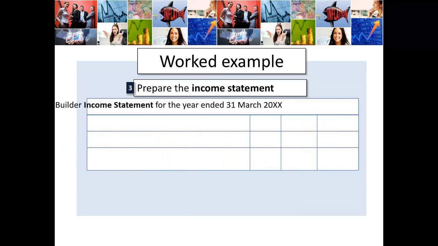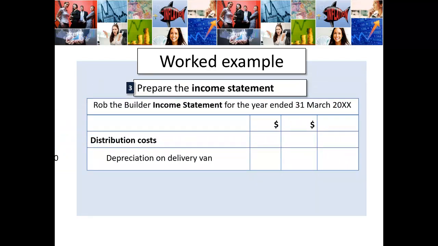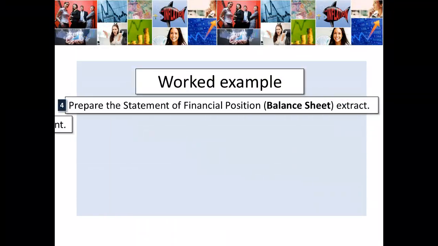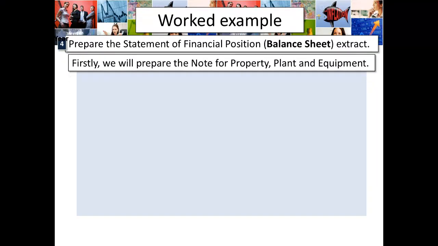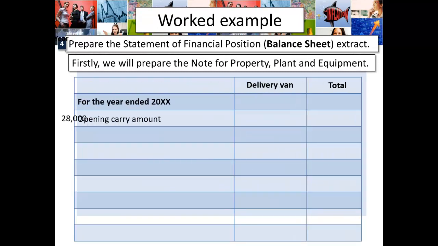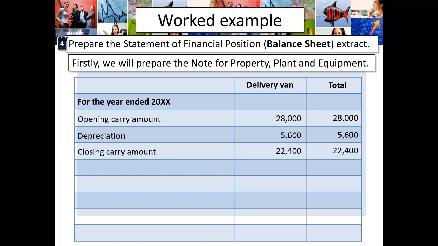Okay, onto the income statement. Same thing, different amount. Depreciation on delivery van, this time $5,600. Our balance sheet, our statement of financial position, our note for PPE. Right, the opening carrying amount is that initial amount after year one. The new depreciation, $5,600, will give us a closing carrying amount of $22,400.